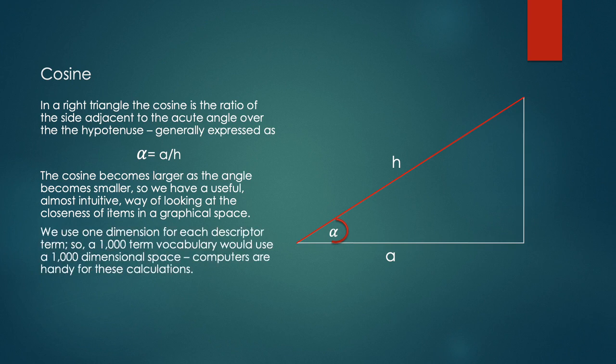We use one dimension for each descriptor. So a 1,000 term vocabulary would use a 1,000 dimensional space. A 15 million term vocabulary would have 15 million dimensional space. Computers are handy for these. The calculations are simple. There are just a lot of them.